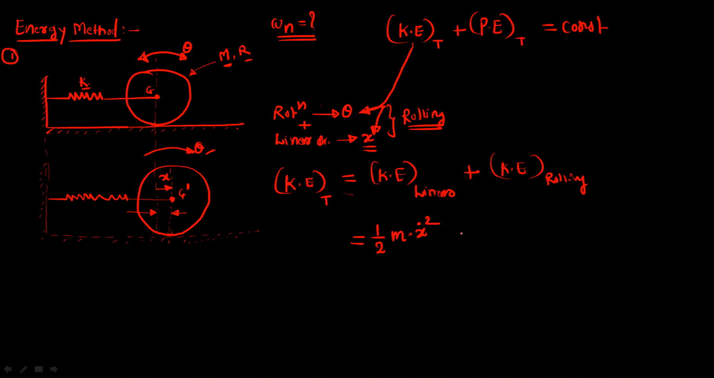For rolling motion, the kinetic energy will be, for rotation, we should use the analogous terms. So 1/2, the mass is replaced by the mass moment of inertia, and x dot is replaced by the angular velocity, so it becomes theta dot square. This is the equation for the kinetic energy. Now we have to find out the moment of inertia.